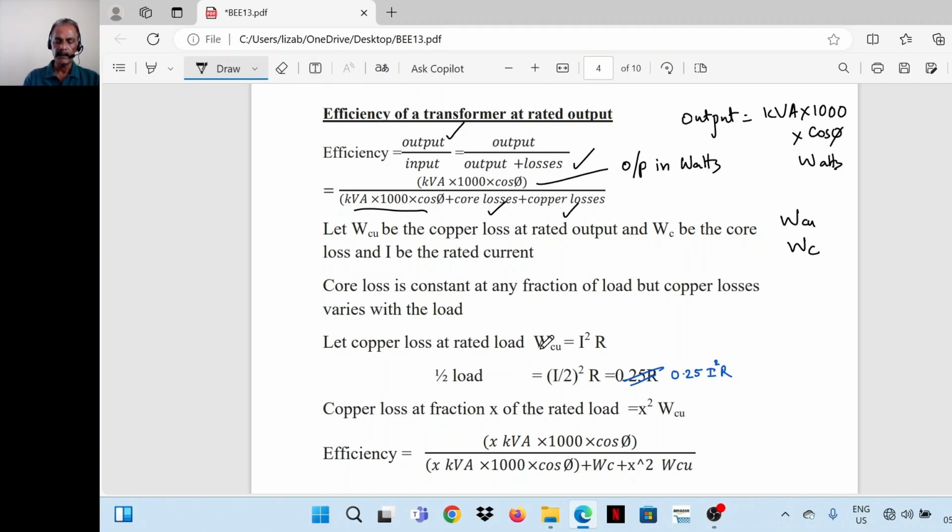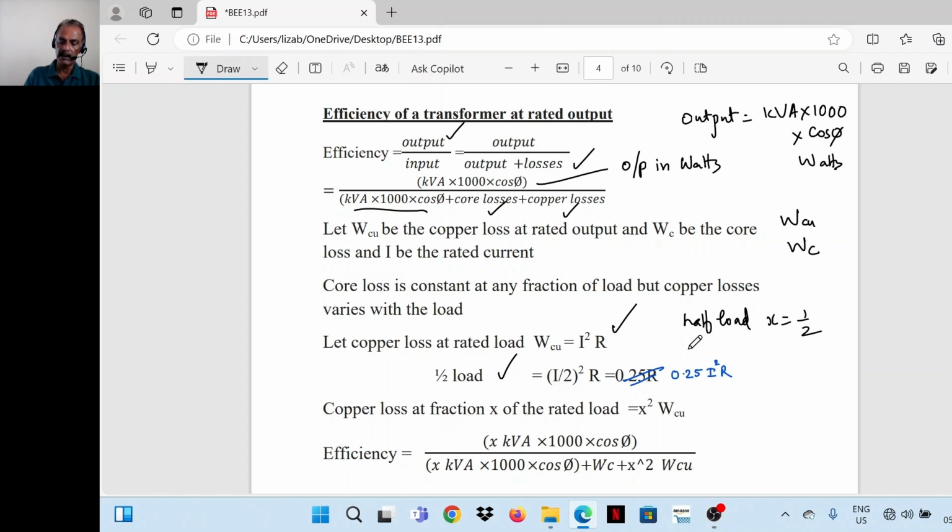Say the copper loss at rated load is I square R. Then at half load it is (I by 2) square into R, or 0.25 I square R. So generally, if it is 3/4 load, at rated load it is I square R, at 3/4 load it is 0.75 square into I square R. So like that, generalizing, if the transformer is operating at fraction x of the rated load, half load means x is equal to half.